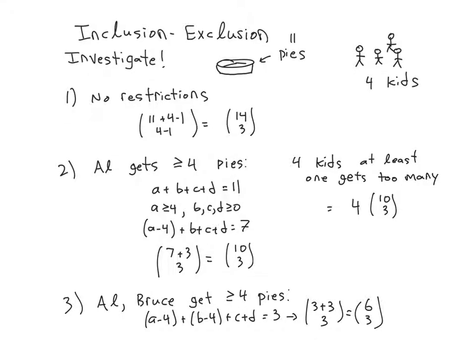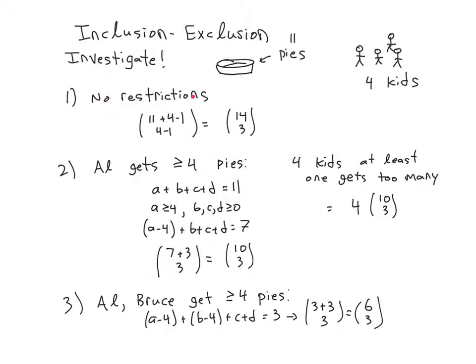Now we discuss the principle of inclusion-exclusion, and we'll start with the first investigate activity from the textbook, which involves distributing 11 key lime pies to 4 kids. And the goal is eventually to count the number of ways to do it so that no kid gets strictly more than 3 pies, because apparently a kid eating 4 pies is too much, but a kid eating 3 pies is okay. So first let's do the problem with no restrictions at all.